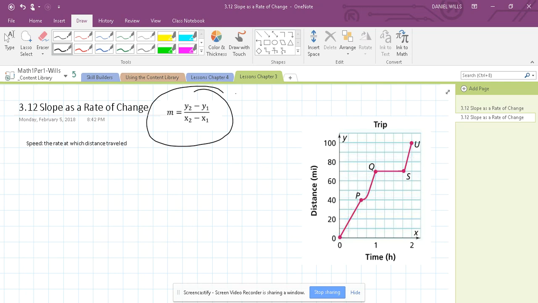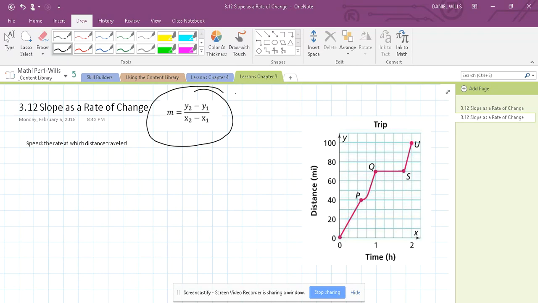Over to the right, you'll see a time distance graph with my x-axis going from 0 to 2 in hours, and my y-axis going from 0 to 100 in miles. Now, as you can see, the rate of speed, the rate of change, is not consistent. You can see that it's very steady, a very constant change from 0, 0, the origin, to point P. Then you can kind of notice an actual curve going up from P to Q, and then a flat horizontal line from Q to S, and finally a pretty steep line from S to U.